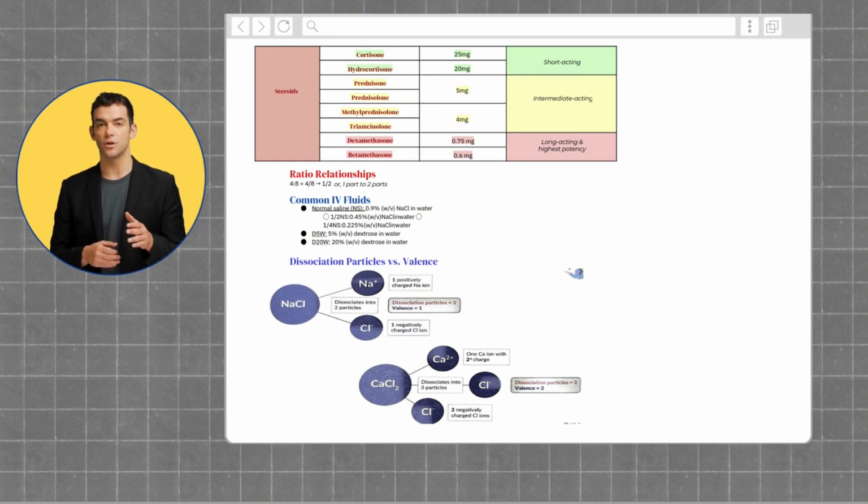Moving on to ratio relationships. The ratio of 4 to 8 is equal to 4 divided by 8, which could also be seen as 1 divided by 2 or 1 part to 2 parts.